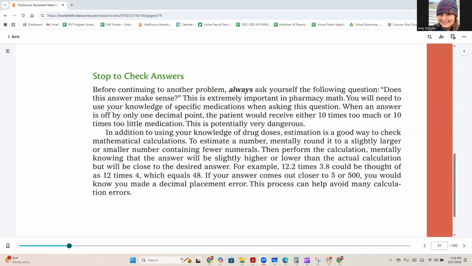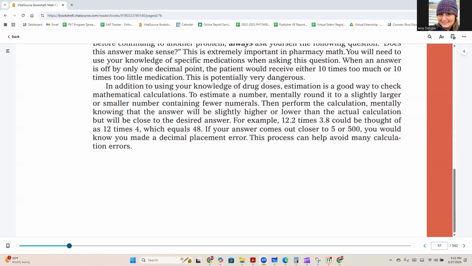In addition to using your knowledge of drug doses, estimation is a good way to check mathematical calculations. Estimate a number, mentally round it to a slightly larger or smaller number containing fewer numerals. Then perform the calculation, mentally knowing that the answer will be slightly higher or lower than the actual calculation, but will be close to the desired answer. For example, 12.2 times 3.8 could be thought of as 12 times 4, which equals 48. If your answer comes out closer to 5 or 500, you would know you made a decimal placement error. This process can help avoid many calculation errors.